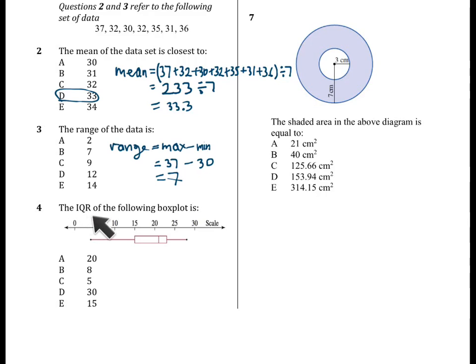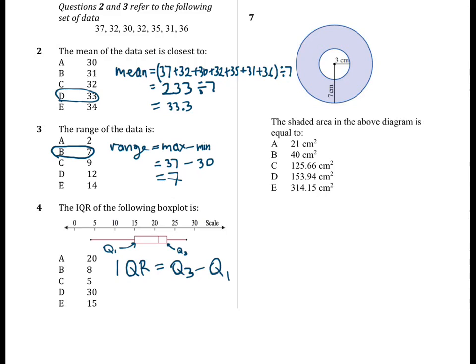Now, question 4, the IQR of the following box plot is. Now, who remembers what IQR stands for? It is the interquartile range. That's right. Now, your interquartile range is, think of it as the size of the box, only that part. And it's worked out by taking the third quartile and you subtract the first quartile. This part of the box plot, that's Q3, your third quartile. That part of the box plot is your first quartile.